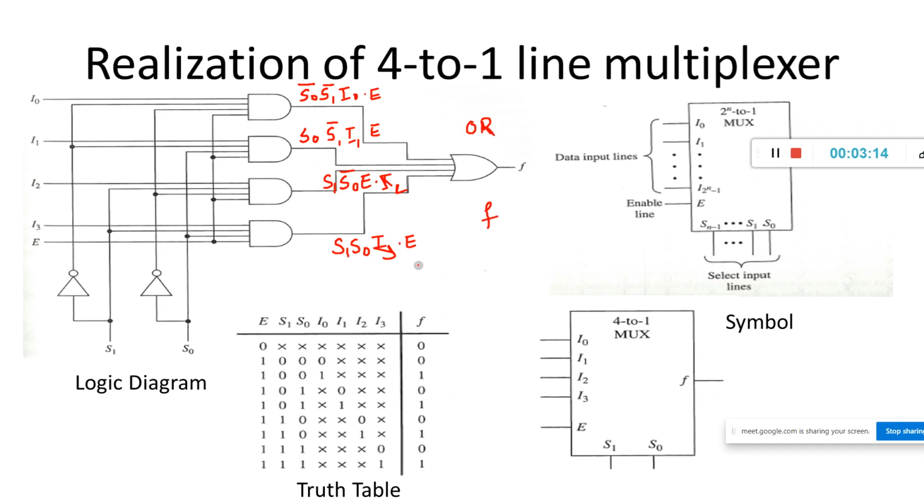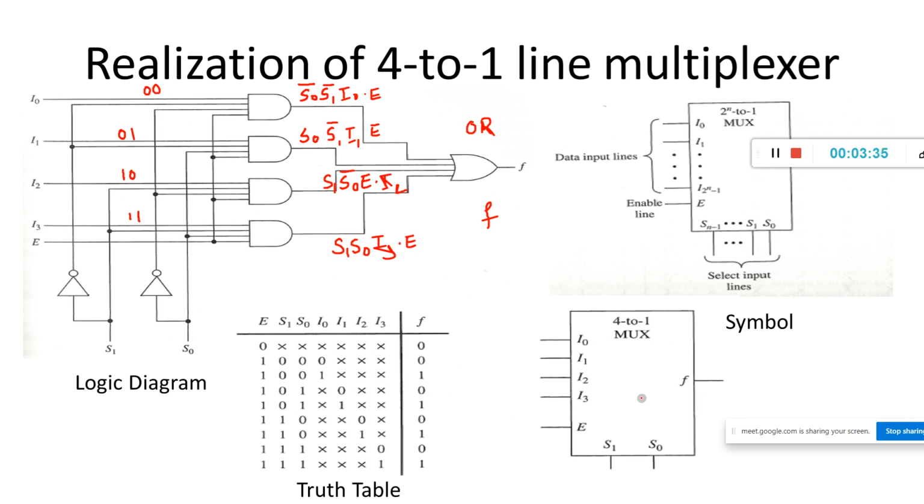Okay, so here if it is 0 0, I0 is selected. If it is 0 1, I1 is selected. If it is 1 0, I2 is selected. If the select line is 1 1, I3 is selected. And of course everything should be multiplied with E. If E is 1 then only it acts as a multiplexer.